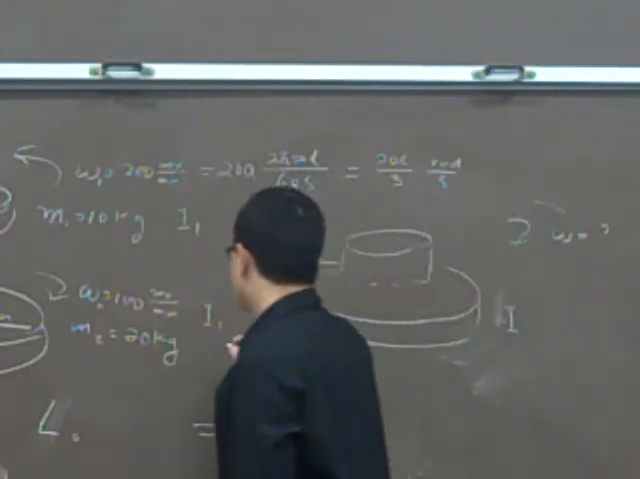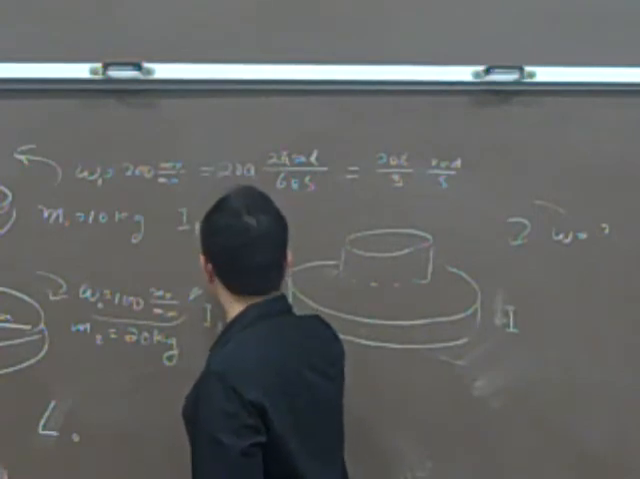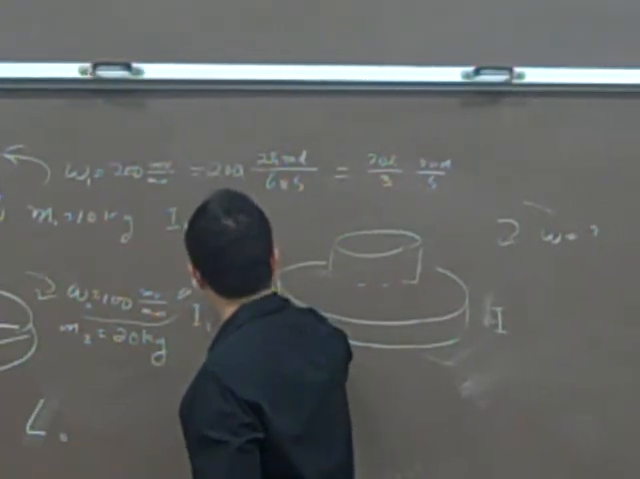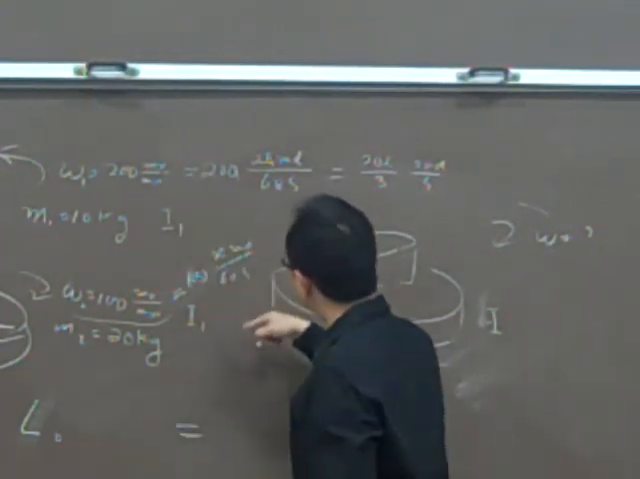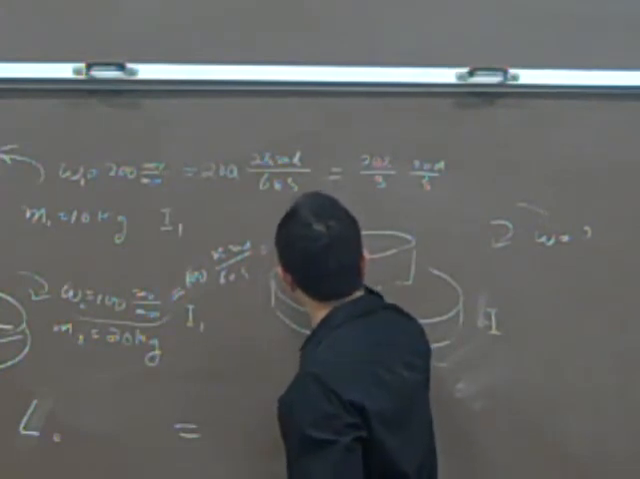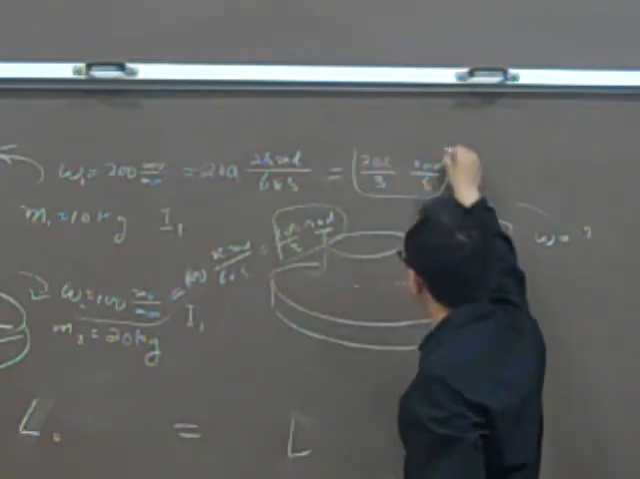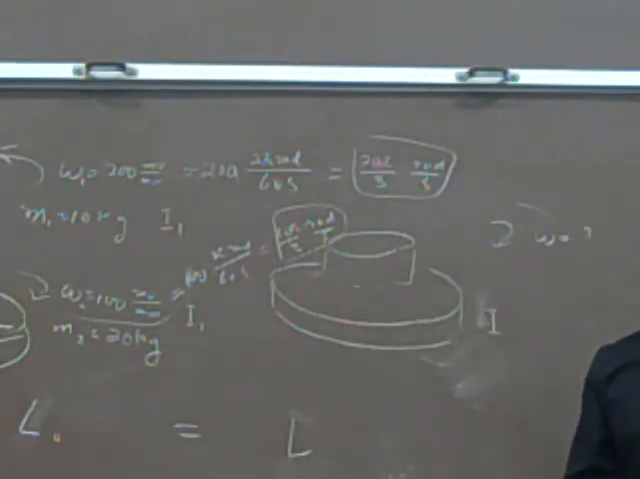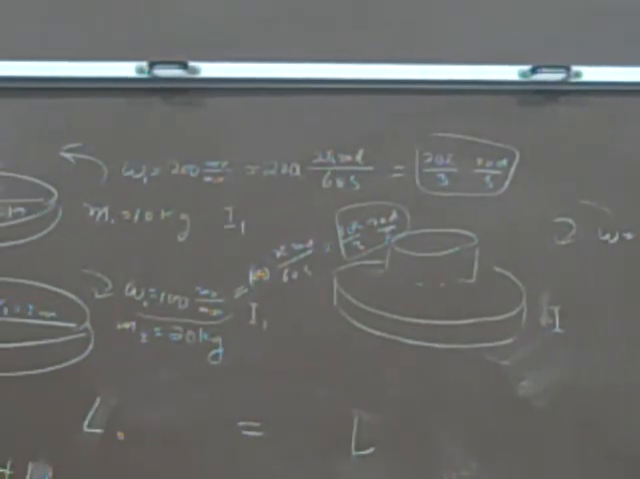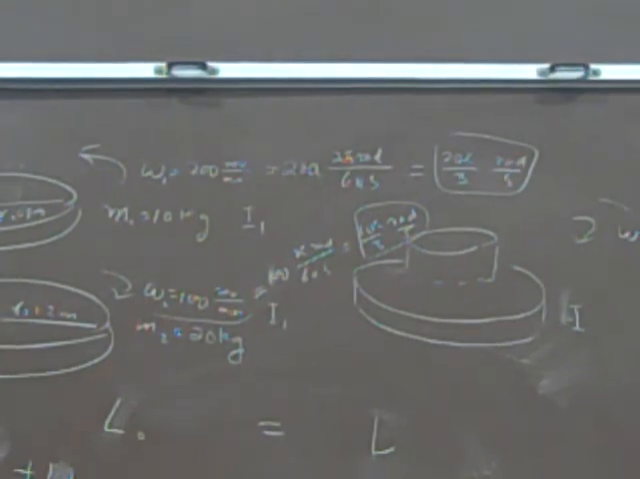And then this one, omega 2, if you do the calculation, it will be 100 times 2 pi radians divided by 60 seconds. So it will be 10 pi over 3 radians per second. So that's omega 2. Any question here? That's the first thing you pay attention to: the unit conversion from revolution per minute to radian per second.